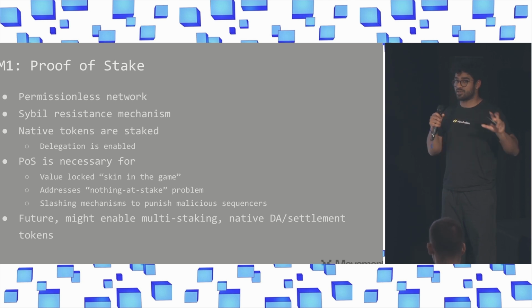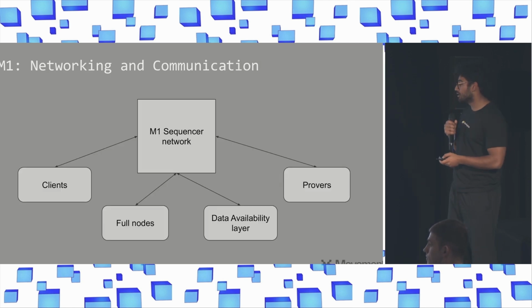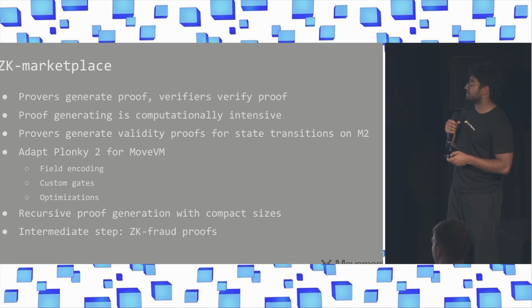But now I think we're entering this mechanism where we can have creativity, we can have MEV, we can have deep, deep MEV research. Imagine Jito for Arbitrum. That'd be pretty cool, right? So yeah, multi-staking, native DA tokens, etc. I know I have 3 minutes, so let me go into the ZK side.